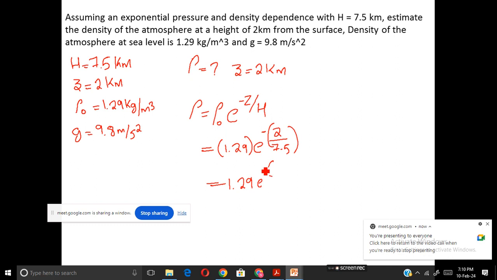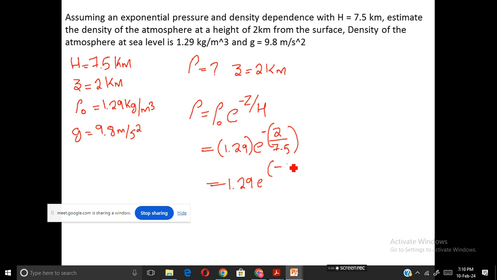Two by 7.5. Yeah, correct. 1.29 into e raised to minus 0.26 will come. When you calculate, it will be 0.99 something, kilogram per meter cube, which is basically 1 kilogram per meter cube. So this will be the density of the atmosphere at a height of 2 kilometers.